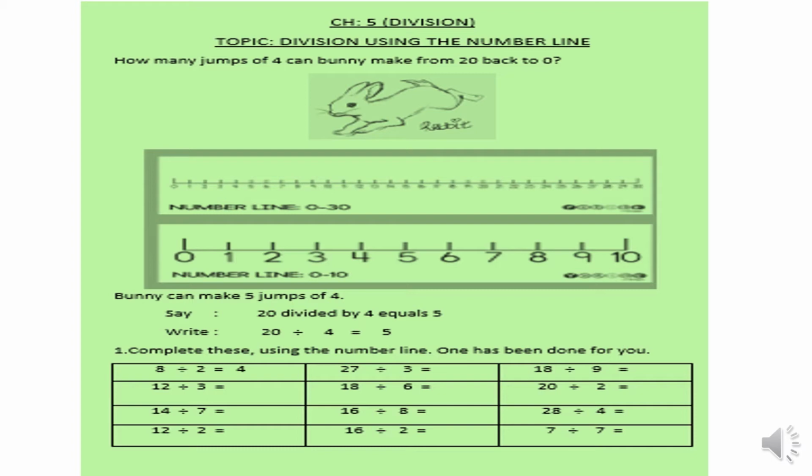Then is 12 divided by 2 equals dash. So you'll say the table of 2. 2 ones are 2, 2 twos are 4, 2 threes are 6, 2 fours are 8, 2 fives are 10, 2 sixes are 12. So the answer is 6. In the same manner you will do the remaining sums.